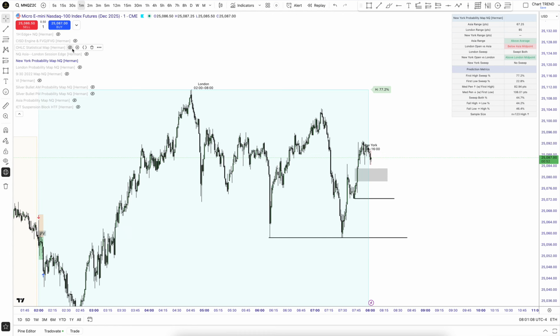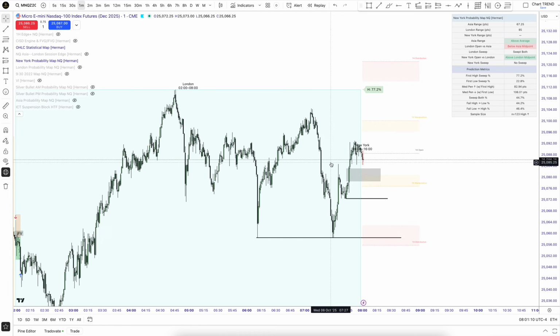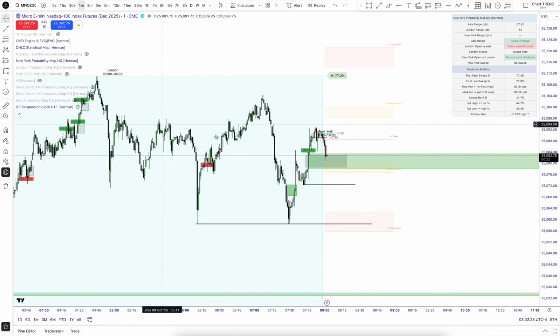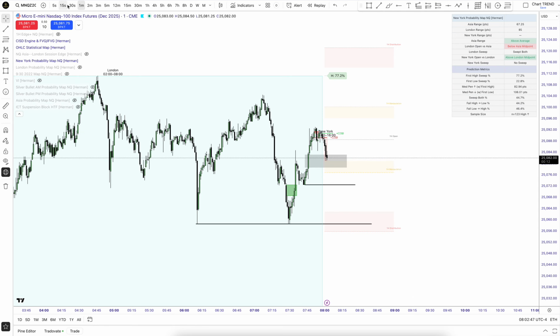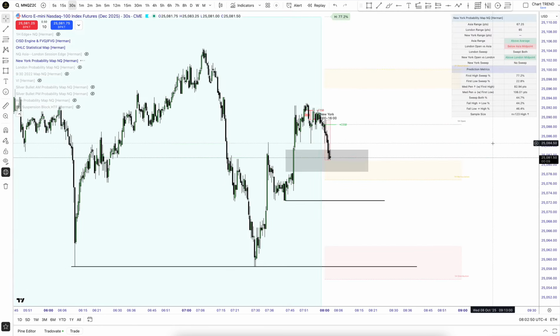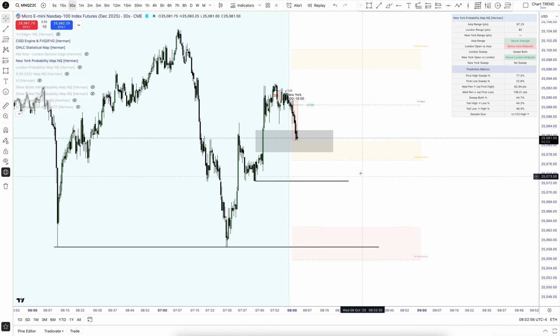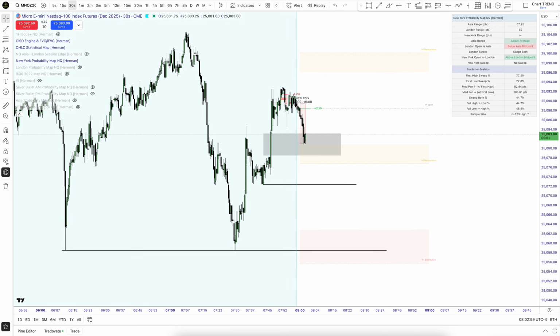Using my OHLC statistical map indicator, I can see that the manipulation level is lined up with that fair value gap, and the distribution level is lined up with those equal lows. I can see that we are working out on the ICT suspension block at the moment, so it might be a good place to bounce off. I will drop to 30 seconds to find a possible inversion of that manipulation level. But if the price wants to go lower, let it be.